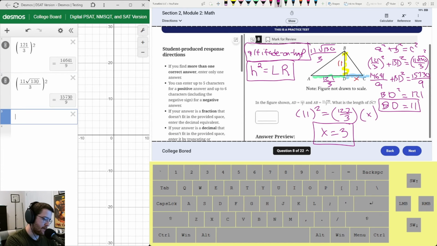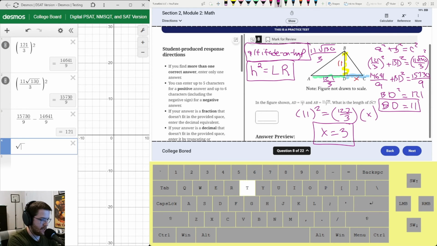And then if I come down here, $121, and then we take the square root of that in the algebra, and we get 11. This is definitely, I think, the hardest question out of all the ones they added. Great, let's keep going.